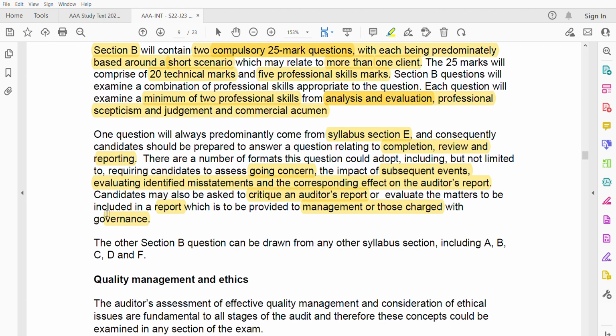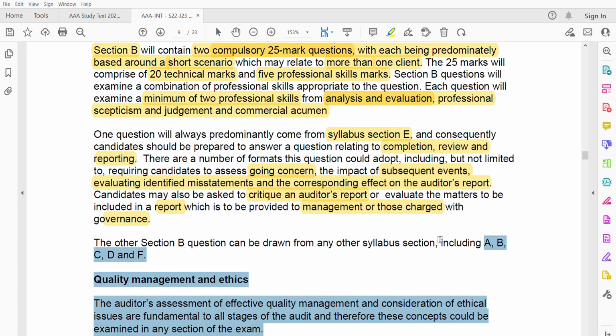Okay, and what about the other syllabus areas? Will they be asked in section B? Yes, they can be asked, including A, B, C, D, and F. Even these can be asked in your section B as a part of the syllabus. Just because A, B, C, D were asked in section A does not mean they will not come in section B. Nothing like that. F also will come. E though definitely will come in section B. So A, B, C, D, E, F.